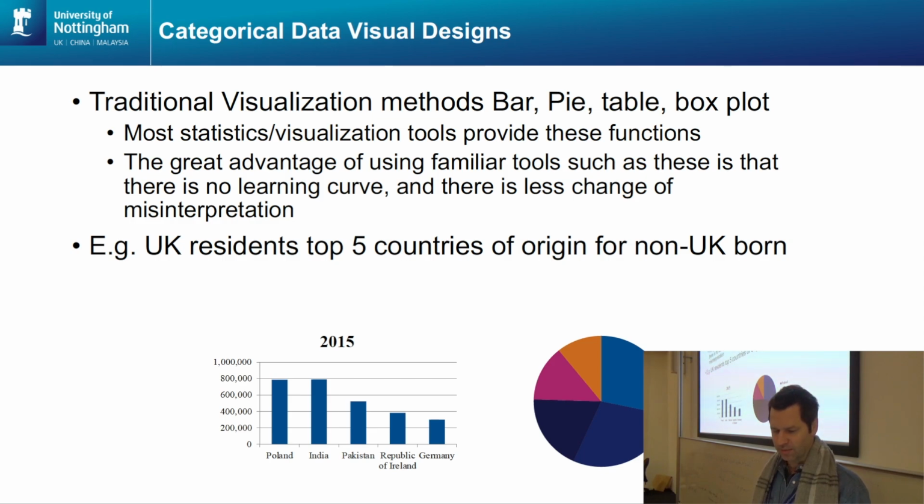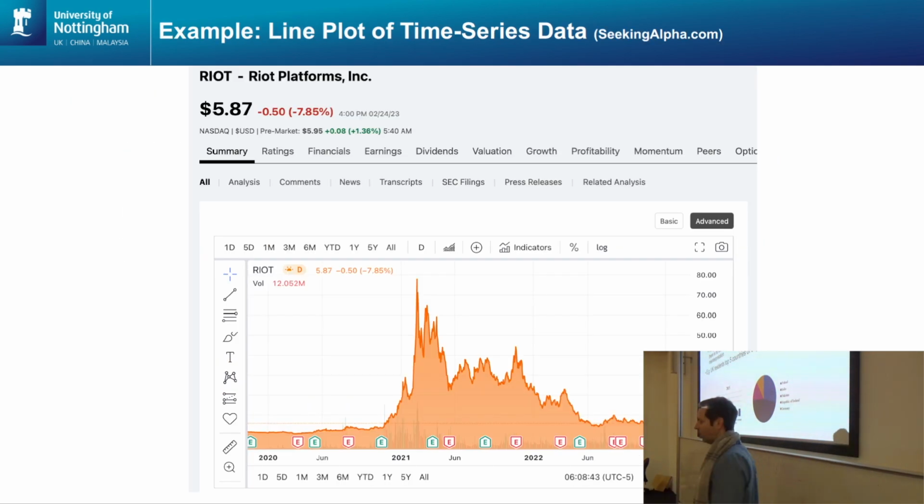And here are some traditional visualization methods for categorical data. These are the ones you're very familiar with, right? The bar chart and the pie chart. I'm not going to spend a lot of time talking about those.